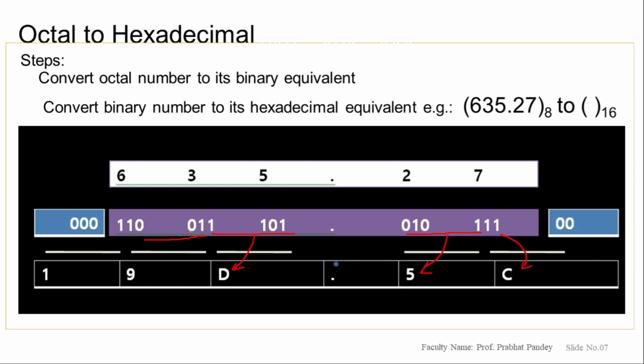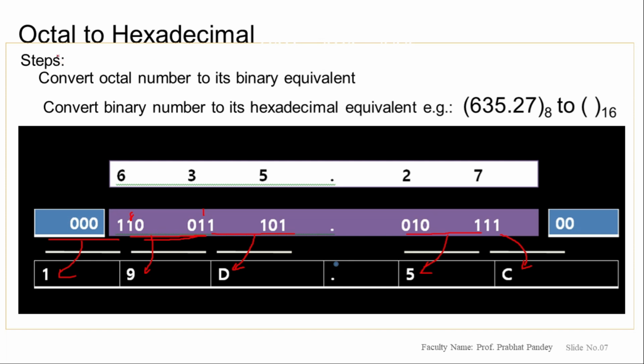Then 0, 1001. Now these 3 bits are equivalent to 9, because this is 8 and this is 1, so 8 plus 1 is 9, and then 1000 is equivalent to 1. So this is the result: 19D.5C.